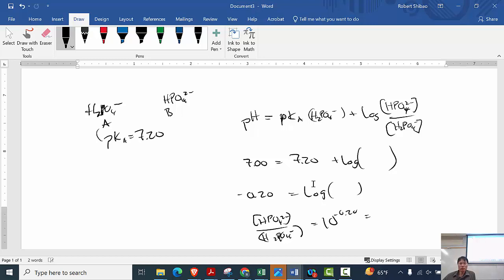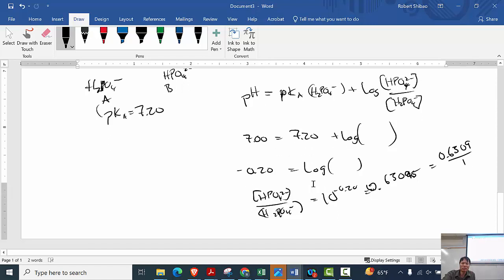This is a power function, so I'm allowed 2 sig figs here, but I'm going to carry more. 0.6309. Carry some extra digits. And so in other words, this is going to be a 0.63092 ratio. So I need 0.63 parts of base for every 1 part of acid. So a little bit more acid to bring the pH down to 7.